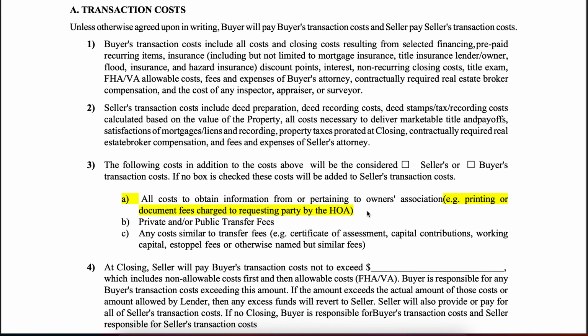And so right now we have these items listed out in just a series via comma, so we broke it out instead with A, B, and C, and added some explanation of what exactly it costs to obtain information from or pertain to an HOA is. For example, if there's a document or a printing fee the HOA charges for printing out any of their documents, that's what would fall under A. B are any private or public transfer fees, and C is any cost similar to a transfer fee. It's just not labeled a transfer fee.